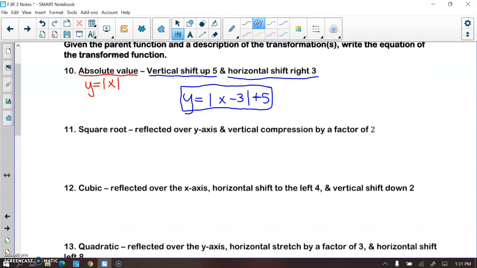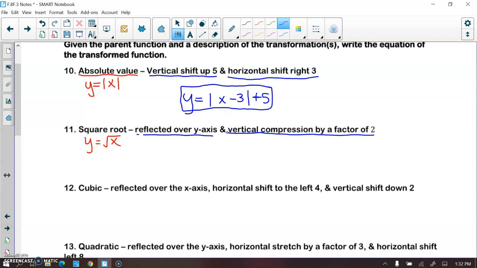Now, number 11, we have a square root function. So that is y is equal to the square root of x. I have a reflection over the y-axis. That means that your negative is going to go on the inside of your square root. And I have a vertical compression by a factor of 2.